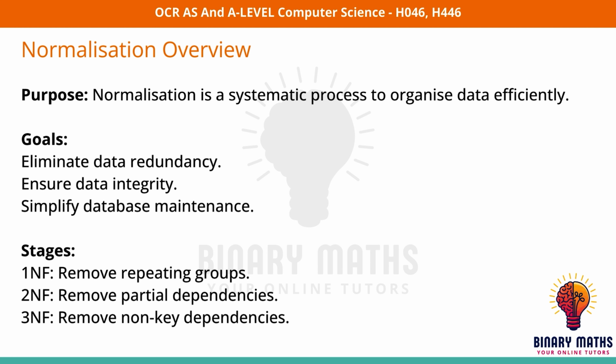Normalization is a process used to organize data in a database efficiently. The goal is to eliminate redundancy, ensure data integrity, and make the database easier to maintain. Normalization happens in 3 stages: first normal form, second normal form, and third normal form. Each stage addresses specific issues in a database design. Let's start with first normal form.